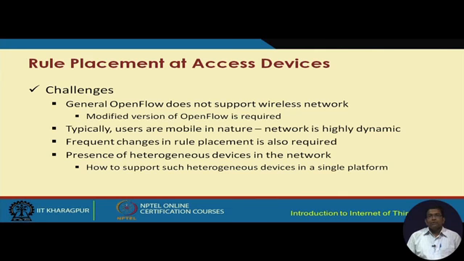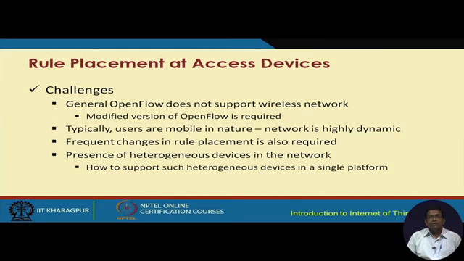So, when we talk about SDN and any SDN based solution, it is about rules, flow rules and rule placement, controller placement and so on. So, let us now look at how rule placement is made at the access devices in these networks. The challenges that have to be addressed are that number one, the general OpenFlow does not support wireless network. So, because it is general OpenFlow, it does not do that, some kind of a modification of the existing OpenFlow is required. Number two, typically the users are mobile in nature and the network is highly dynamic.